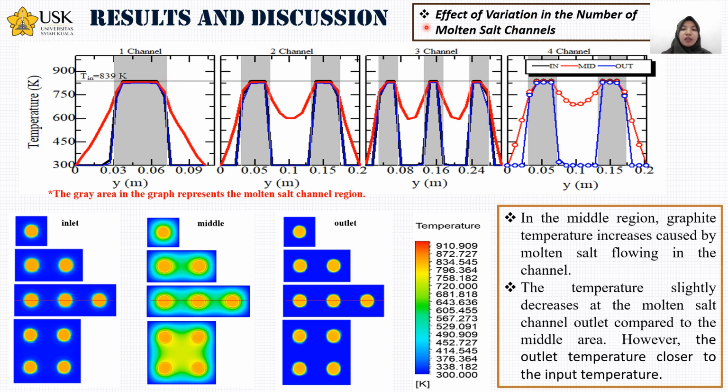And then in the middle area, the graphite has increased the temperature step by step. This is because molten salt is flowing in the channel. In the middle and outlet of the channel, the salt experiences a decrease in temperature for all numbers of channels. This will be increased because the heat carried by the salt is transferred to the surrounding graphite, but it is still closer to the input temperature. At the outlet, the temperature goes back to 300 Kelvin for graphite because it was set at 300 Kelvin.